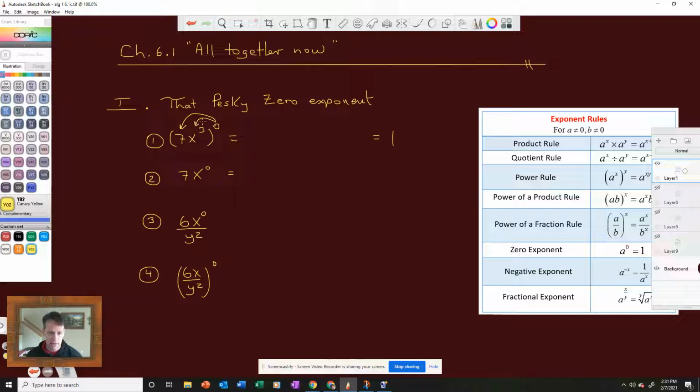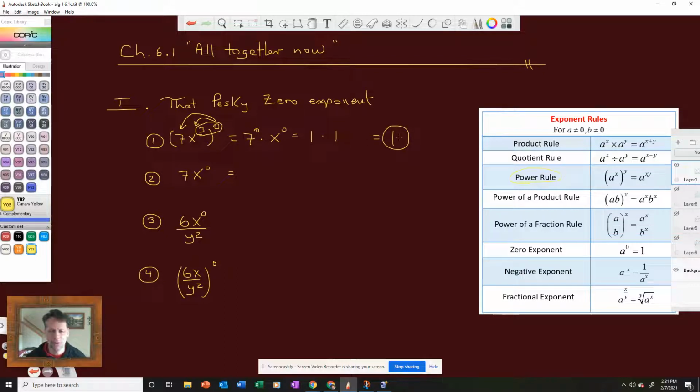So check it out. Here's how it works. You're going to have 7 to the 0. And then you're going to have this x to the third to the 0. This is actually the power of a power. And remember what happens when you have the power of a power. It's that third rule. You multiply the exponents. Well, so what is 3 times 0? Well, that would be 0. So actually you end up with basically 7 to the 0 times x to the 0, which is 1 times 1, which of course is 1.